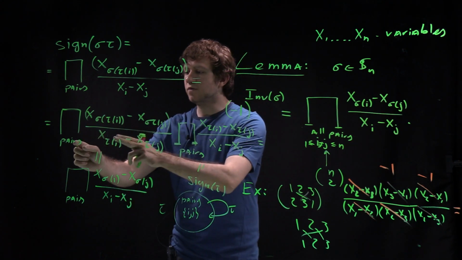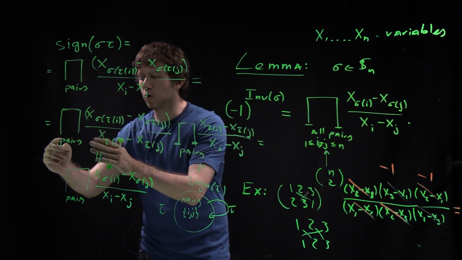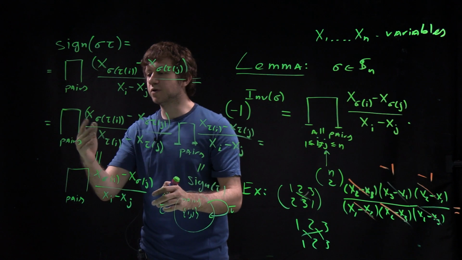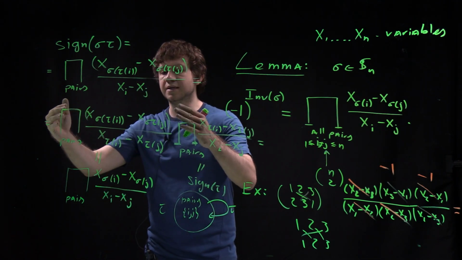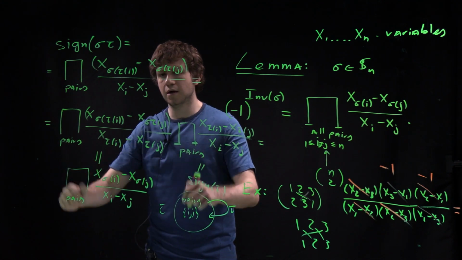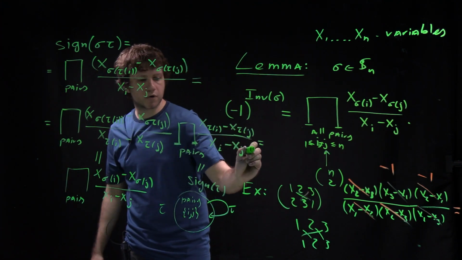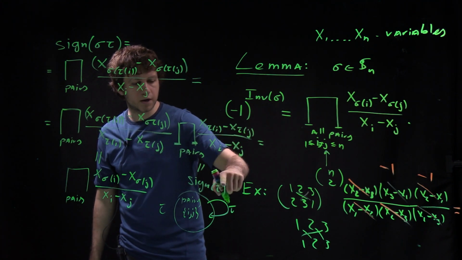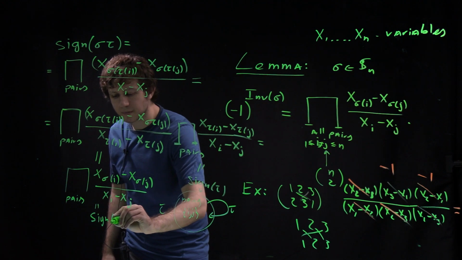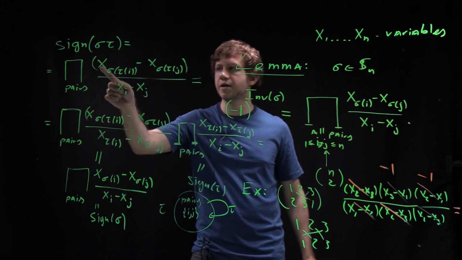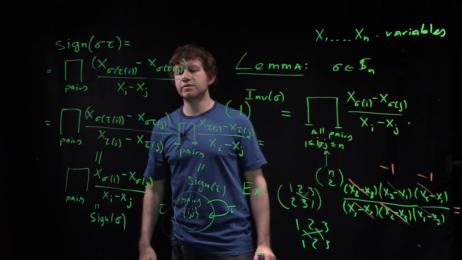And so if you apply tau, this is a product over all pairs ij, but you can say also it's a product over all pairs tau of i, tau of j, and then clearly this is the same thing. So that's actually a proof. And this is, of course, sign of tau, and this is, of course, sign of sigma. And so we get that sign of sigma tau is the product of sign of sigma and sign of tau. So there is another proof of that.